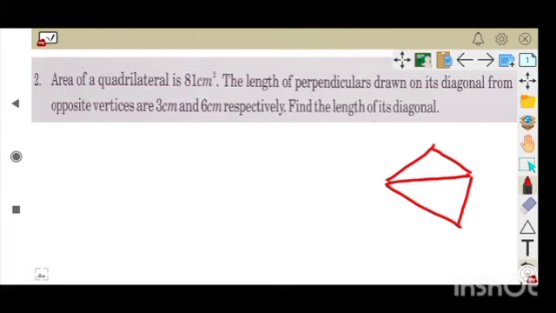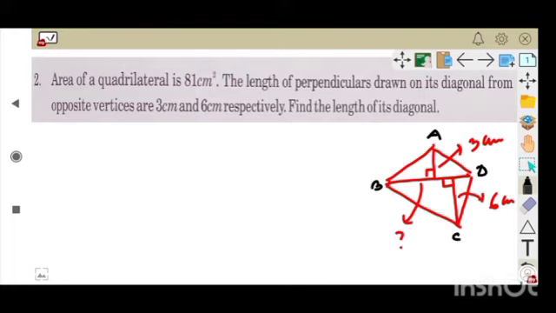The area is how much? 81 centimeter square. Here it should be 90 degree, and again here should be 90 degree. There actually one is 3 centimeter, and other is 6 centimeter. And we have to find the length of the diagonal. Now let me give the name of the quadrilateral, A, B, C, D. And these perpendiculars I'll give here AE, and here CF.